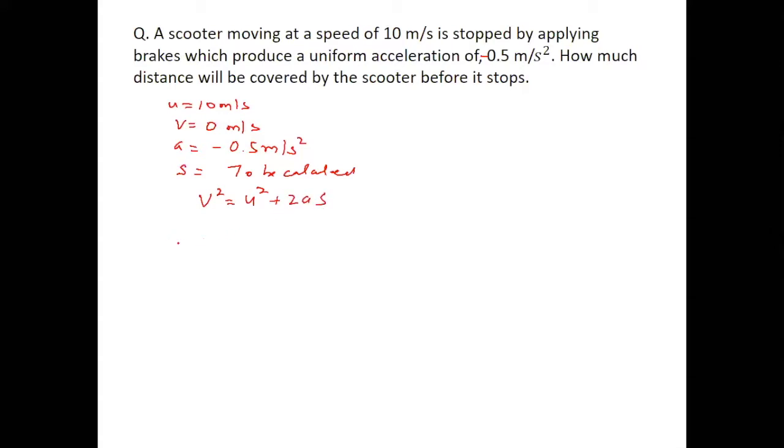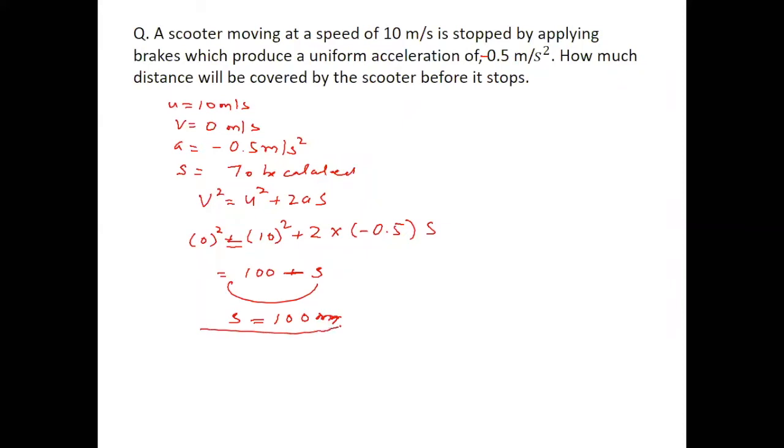So v square equals u square plus 2as. It is very simple. Then put the values. V is 0, u square is 10 square, plus 2, acceleration is minus 0.5, and s. So 0 equals 100 plus 2 into 0.5 into minus s. So s we can take to the other side. So s is 100 meter. Okay. Any doubt on this?